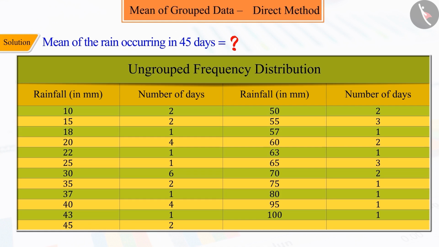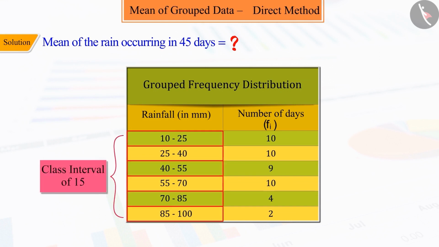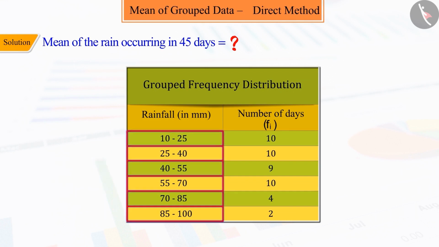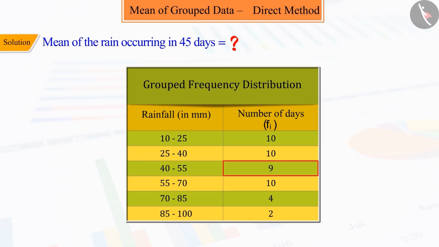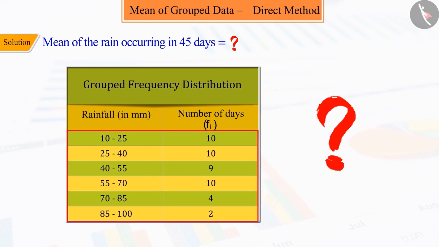Therefore, to understand this data easily, we will classify this ungrouped data into groups, where the width of grouped data is converted into grouped data by making a class interval of 15 and specify the frequencies of the class intervals, that is fi, which is shown in the following table. So now, can you find the mean with the help of this table?